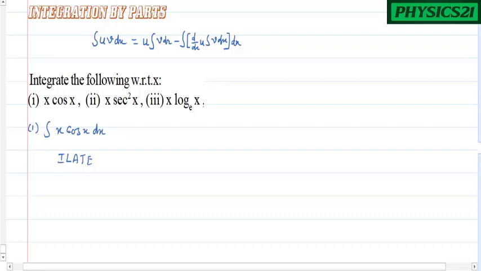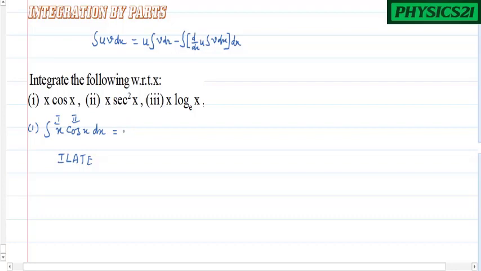In the given expression, x is an algebraic function and cos x is trigonometric. So x is algebraic and cos x is trigonometric. The algebraic will be the first one and trigonometric will be the second one. This is very necessary to identify the function. So when we apply integration by parts.